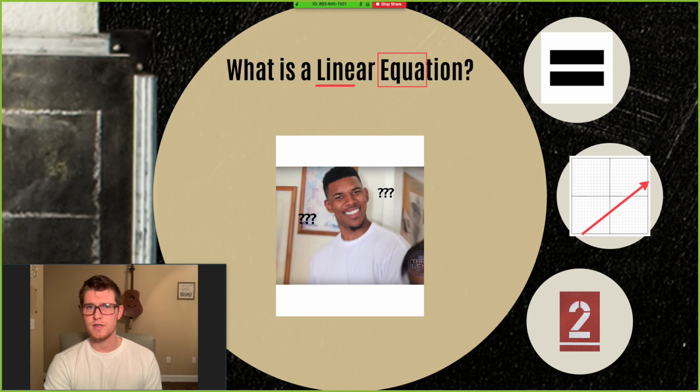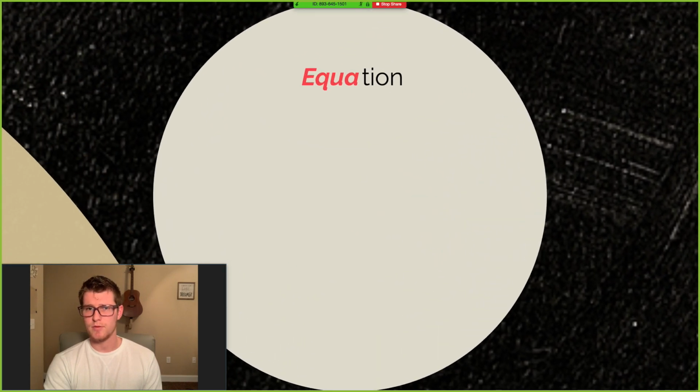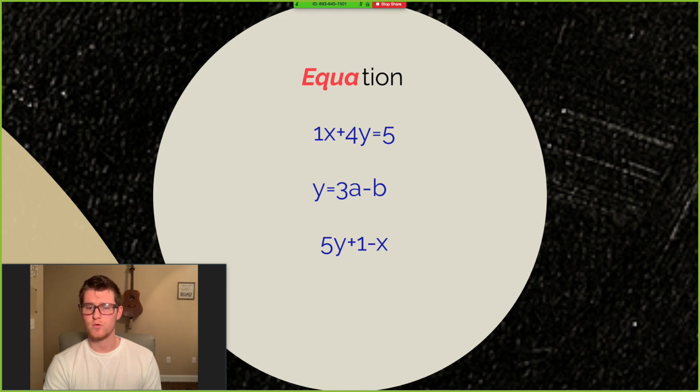So let's talk about these a little more in depth. Here we have three examples: 1x plus 4y equals 5, y equals 3a minus b, and 5y plus 1 minus x. Of these three, which would be considered equations? Well, we see the equal sign in the first two, and no equal sign in 5y plus 1 minus x. So that is the only one that's not an equation.